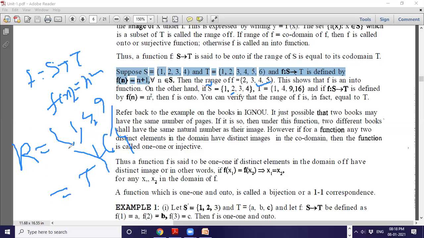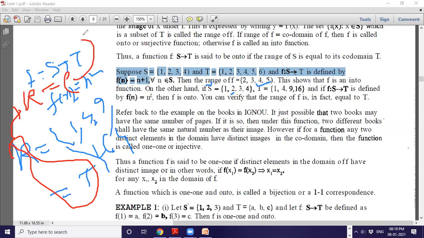So range is equal to codomain. And if range is equal to codomain, then that function is known as what? That function is known as onto function.